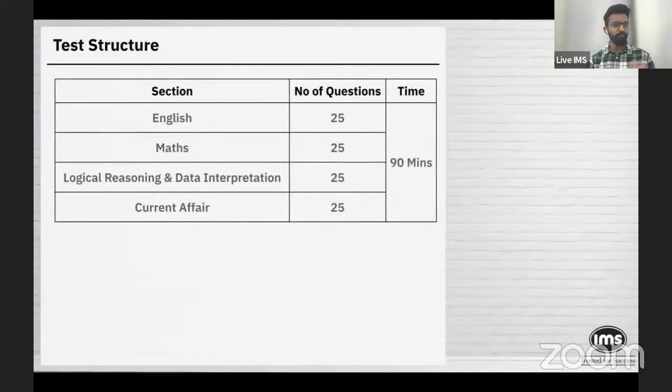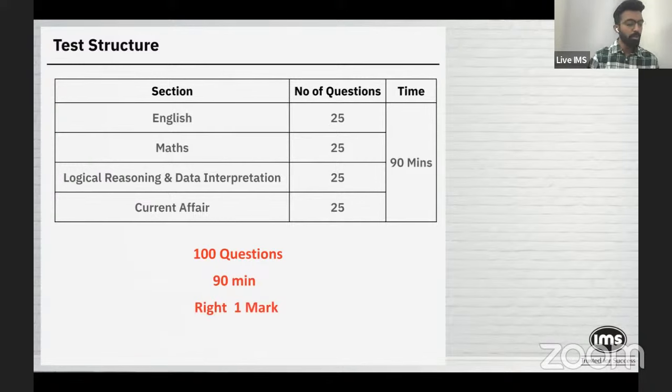Now, test structure when we come to it: English, we had 25 questions, maths, we had 25 questions, logical reasoning and data interpretation was one single section which had 25 questions together. Current affairs were 25 questions. The total duration for the test was 90 minutes, 100 questions in each exam.